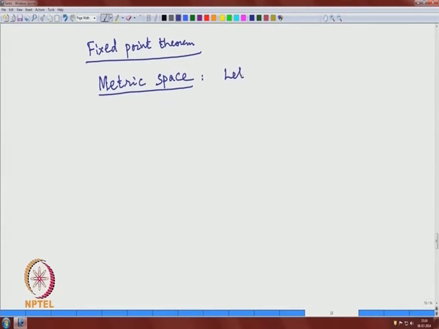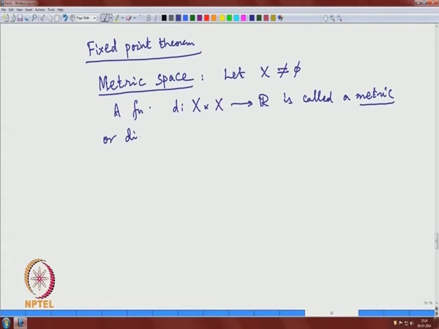So let X be a non-empty set. A function d from the Cartesian product X cross X to R is called a metric or distance function if it satisfies the following three properties.